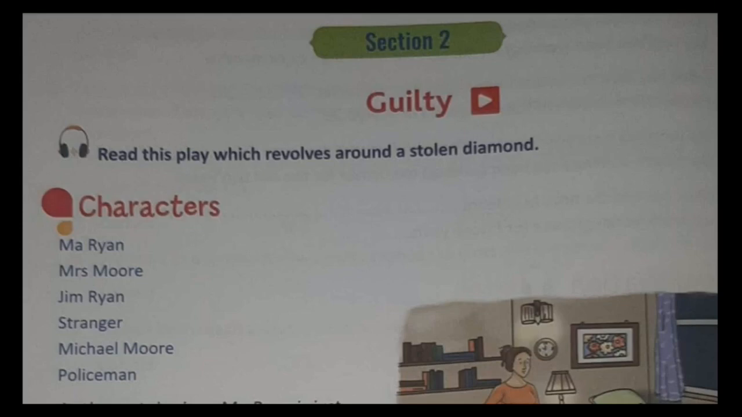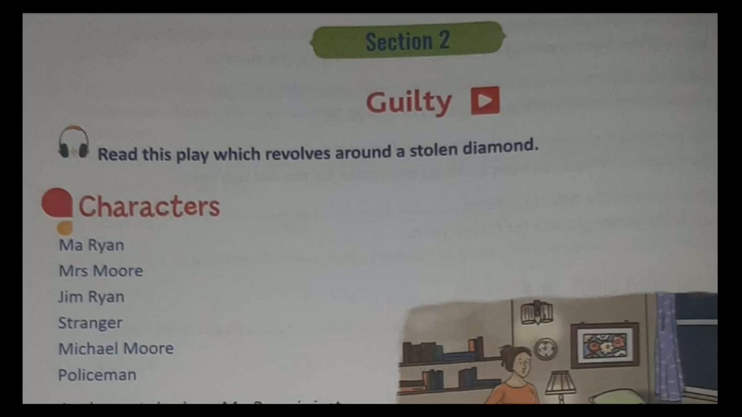This is a play which revolves around a stolen diamond. Everyone has their own character and they are playing their own character, having conversations and delivering their dialogues. The characters in the play are Marianne Ryan, Mrs. Moore, Jim Ryan, a stranger Michael Moore, and a policeman. These are the characters which you will witness in this chapter.